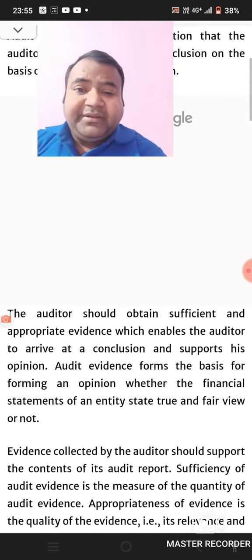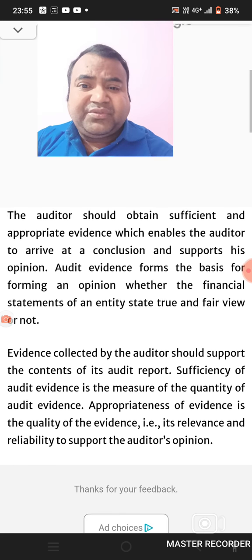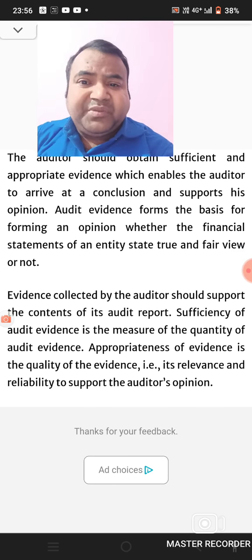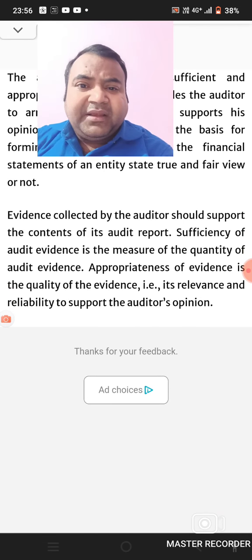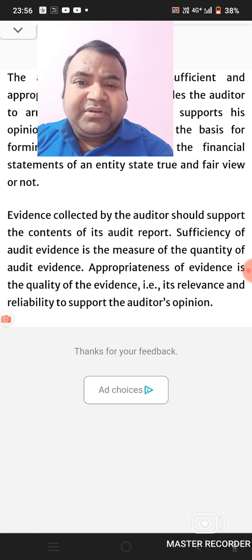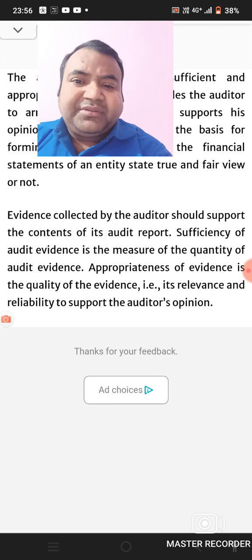So let's move ahead. The auditor should obtain sufficient and appropriate evidence which enables the auditor to arrive at a conclusion and support his opinion. Audit evidence forms a basis for forming an opinion whether the financial statements of an entity state a true and fair view or not. Evidence collected by the auditor should support the content of the audit report. Sufficiency of audit evidence is the measure of the quantity of audit evidence, and appropriateness of evidence is the quality of evidence, its relevance and reliability to support the auditor's opinion.